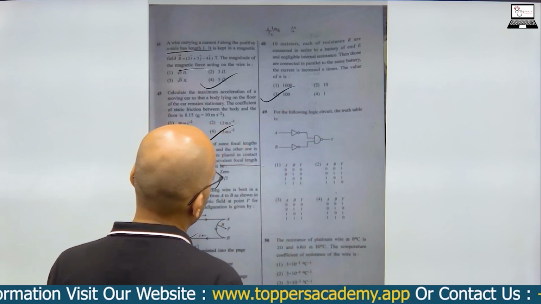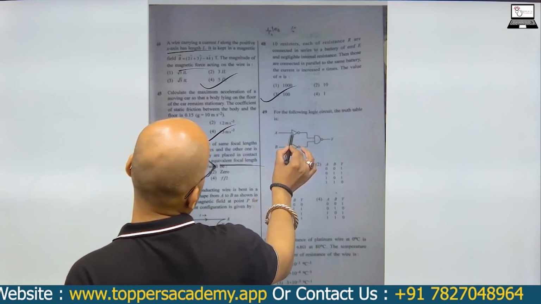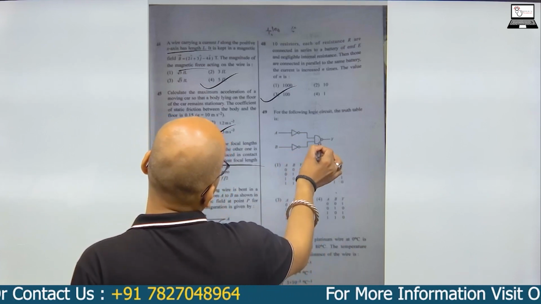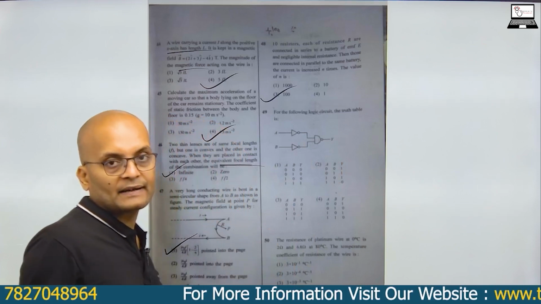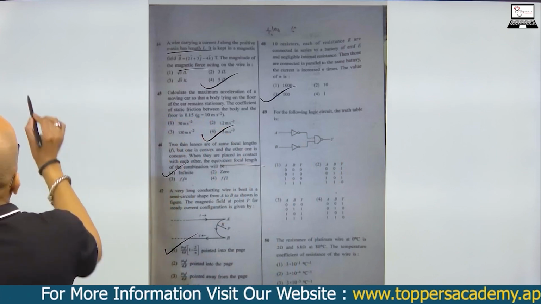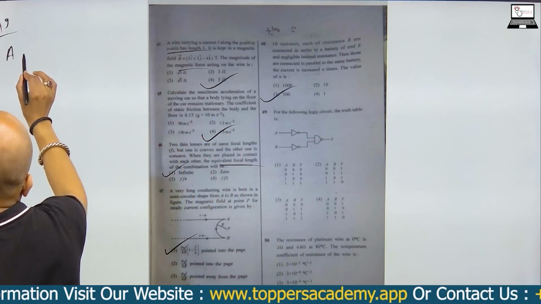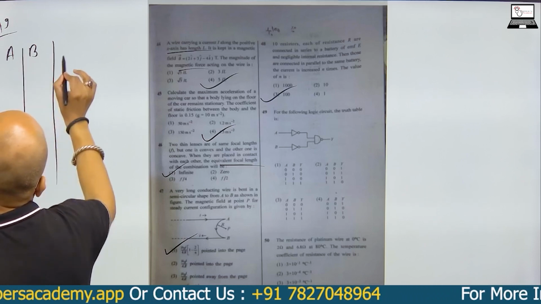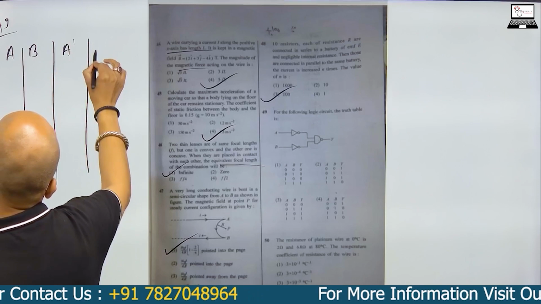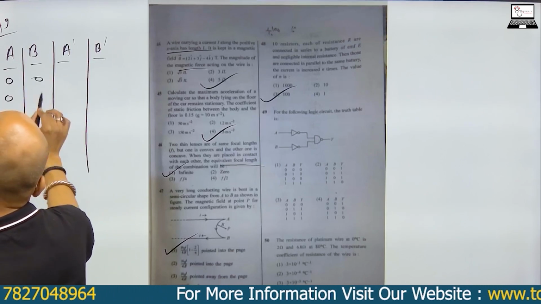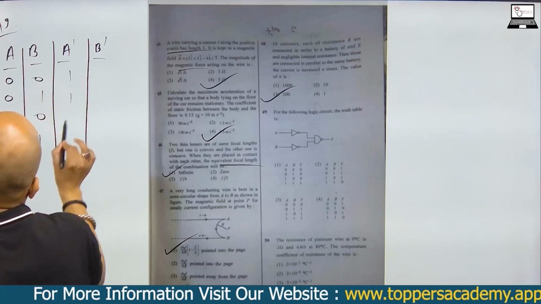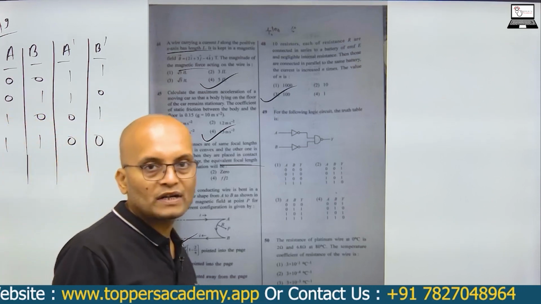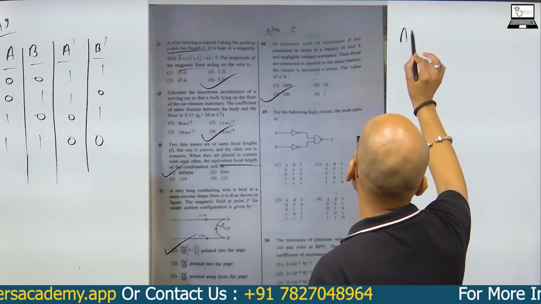For the following logic circuit, the truth table is. So, what is this? This is AND. This is NOT. 2 NOT and 1 NAND. So we can simply form the truth table. Okay, I am forming. A, B, then A dash, B dash. How do we write it? 0 0, 0 1, 1 0, 1 1. A dash will be 1 1 0 0. B dash will be 1 0 1 0. Now A dash and B dash are fed into NAND. Drawing it here.